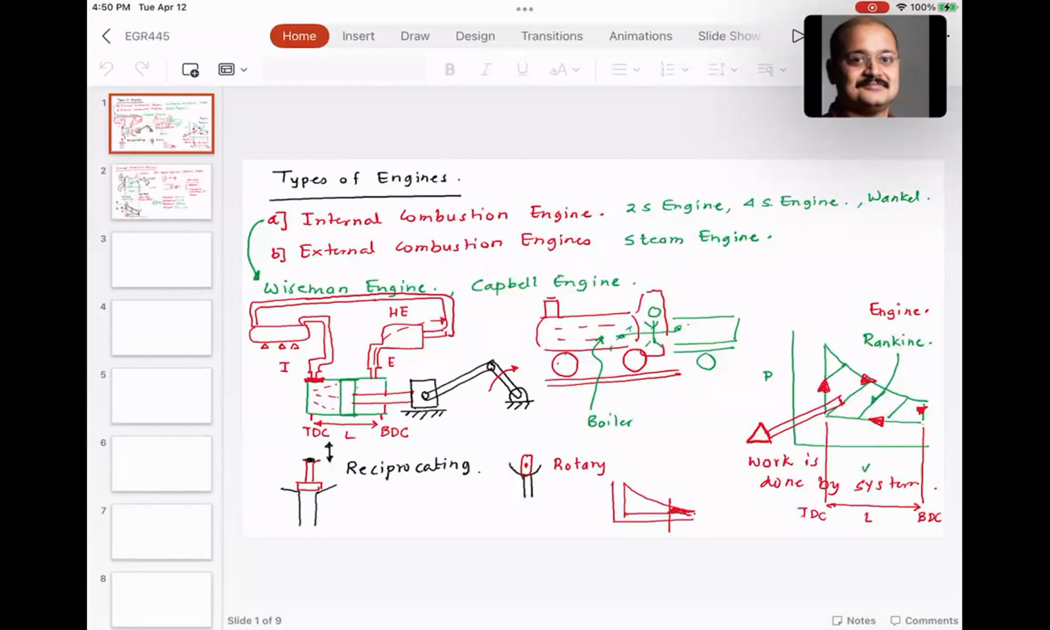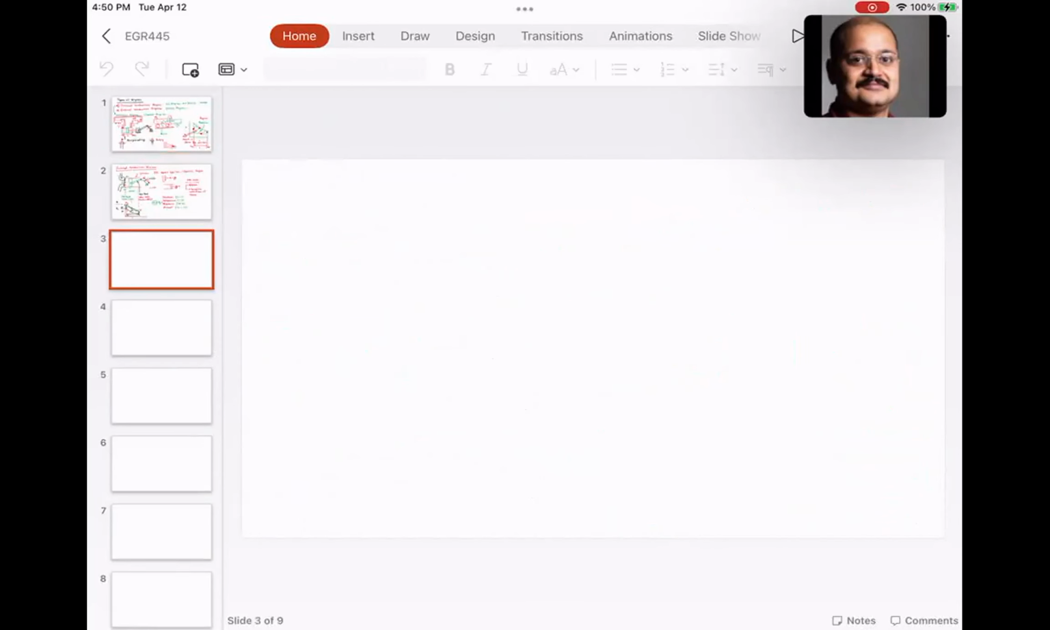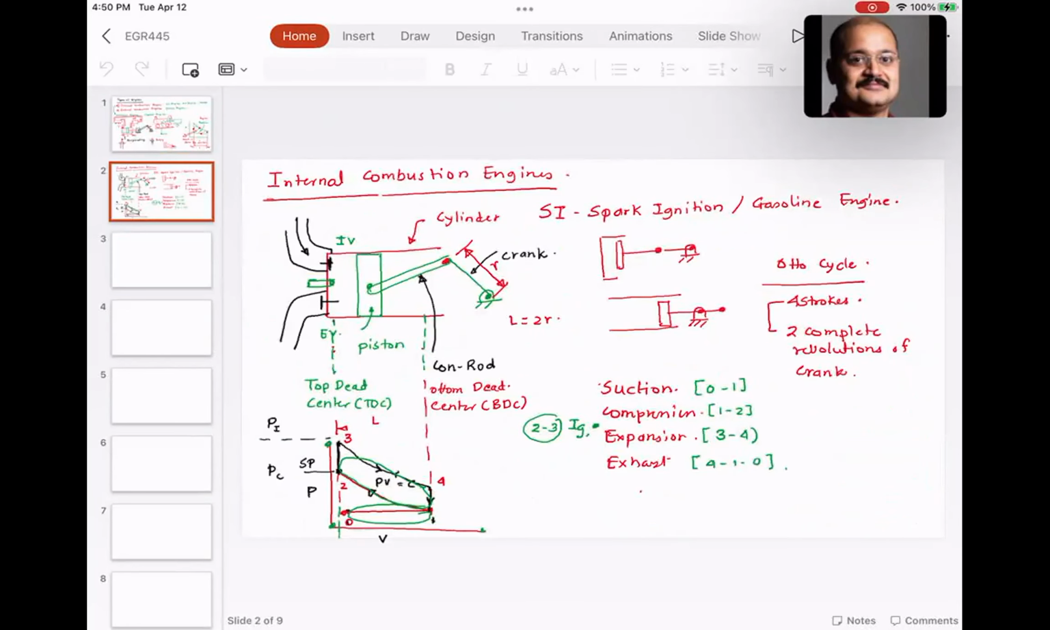So in last class, we talked about different types of engine. We talked about different components of engine. And today I want to talk a little bit in detail about different strokes, like 4-stroke engine and 2-stroke engine. So please understand, suction, compression, expansion, and exhaust are the 4 strokes.